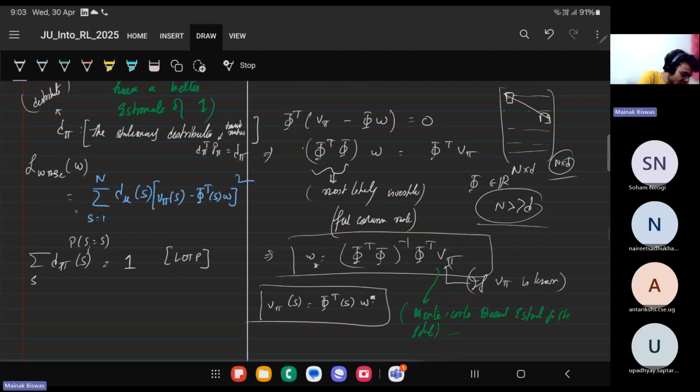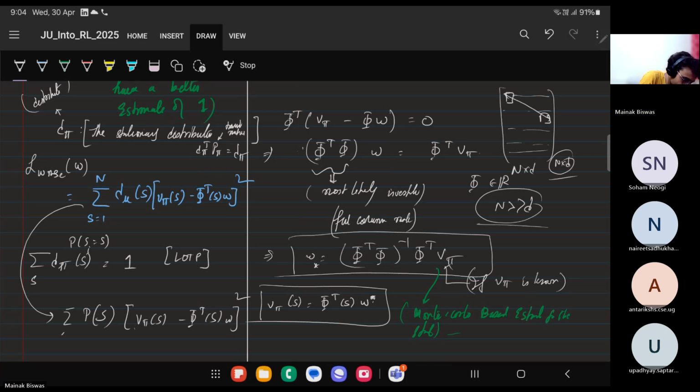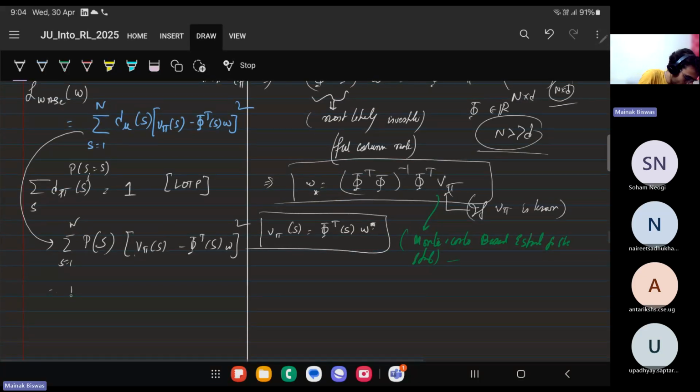So now clearly, what is this? If this is the probability of being in state S, and you have a function value corresponding to it, what is this? Expected value. Expectation. Very good. So this is the expected value where S is sampled from the mu distribution, the stationary distribution, of (V pi of S minus phi transpose S W) squared. So this helps us immensely.